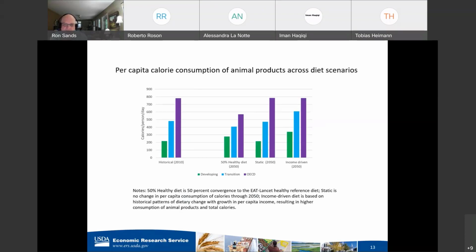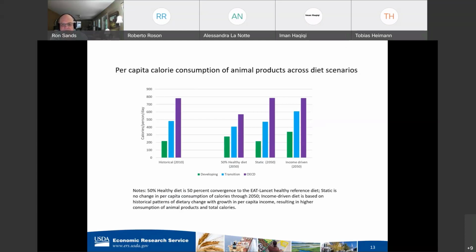So you'll see that looks almost exactly like the historical consumption. We hold that fixed over time. For the income-driven scenario in the right hand columns, you see that calories consumed for animal products is increasing for developing countries. It's increasing for the transition countries, but we assume saturation essentially for the OECD countries.